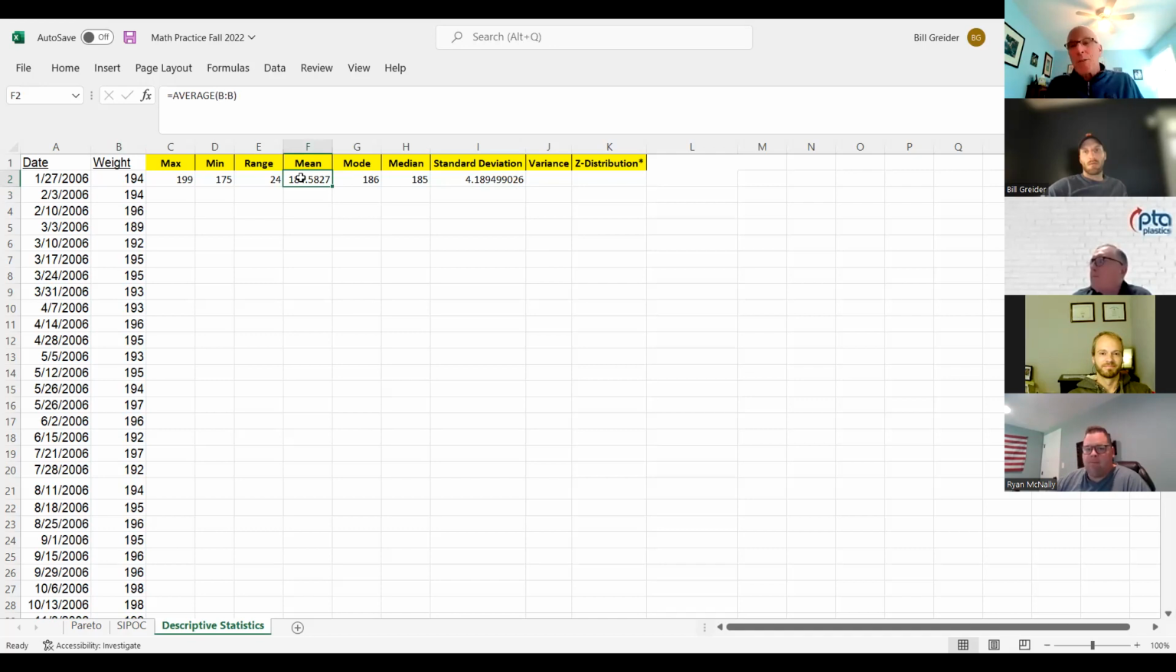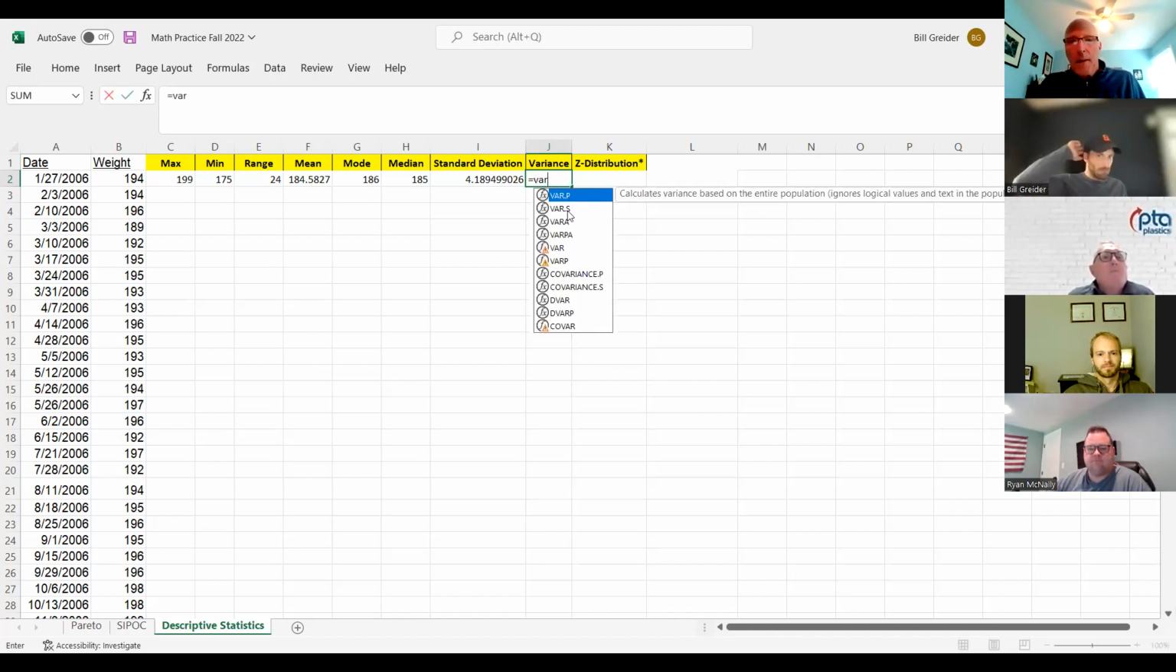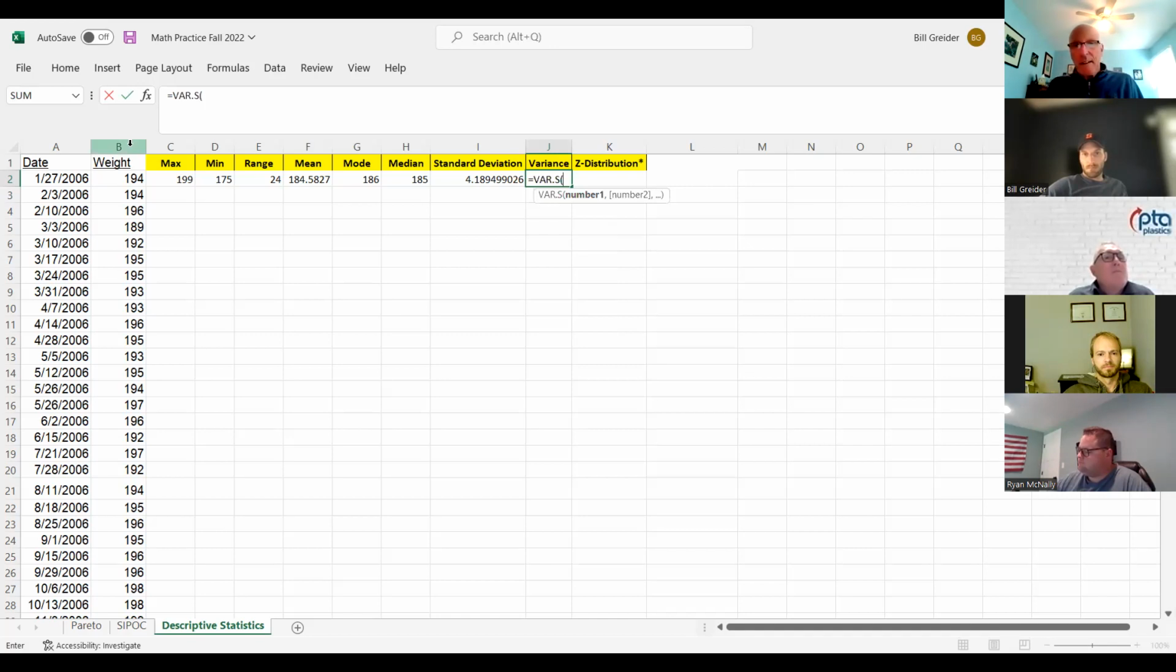And now variance is important, especially when we get into some of the formulas, when we get into hypothesis testing and stuff. It's basically the standard deviation squared. All right. Same thing, variation, and it's asking me population or sample. We're going to grab sample, grab the weight, and that's basically 4.18 squared, right? 17.55. The variance is used in a lot of formulas instead of the standard deviation, and that's why we calculate it. It's part of the homework.